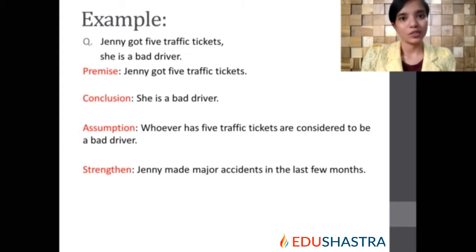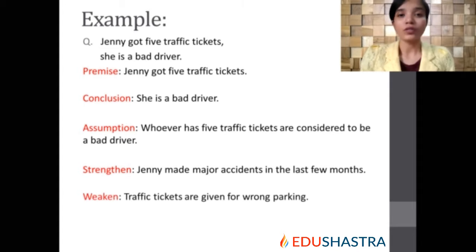Talking about the next point, weaken the argument. So what you will do, you will save Jenny, you will blame the author, by saying traffic tickets are given for wrong parking. Now let's suppose instead of parking on my right, I parked on the left, but that doesn't make someone a bad driver. So you can say tickets are given for wrong parking, or it's not Jenny who drove the car, it's somebody else, or it's a driver. So all these kinds of points will make the conclusion weaker.